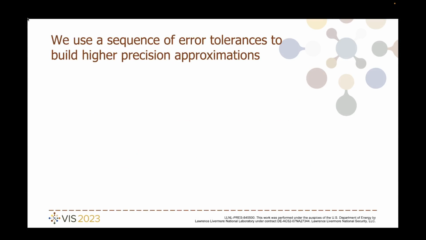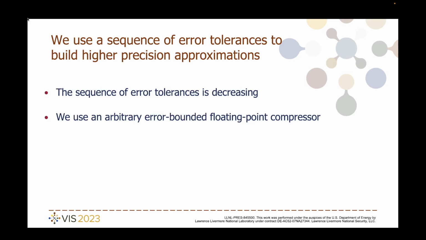Let's take a look at how our method works. The central idea is that we use a sequence of error tolerances to build higher precision approximations of an input data, with the only restriction that tolerances need to be decreasing. In this process, data compression is performed with an arbitrary error-bounded floating point compressor. In the next slides, I will demonstrate how the construction algorithm works.